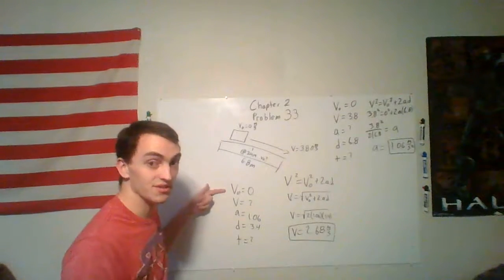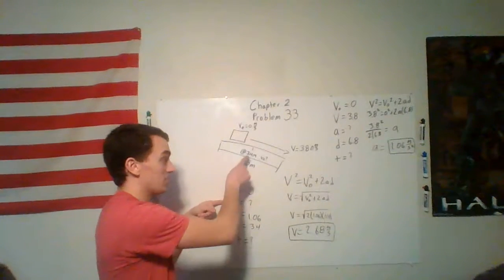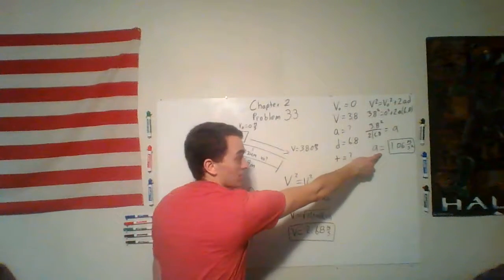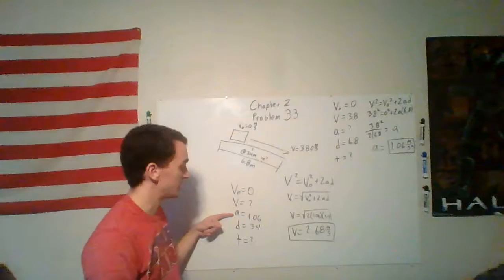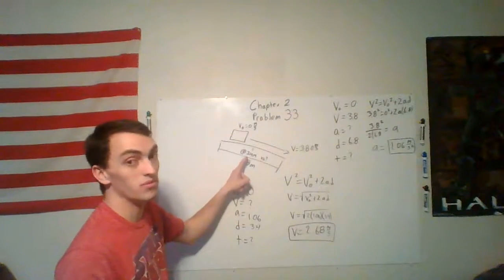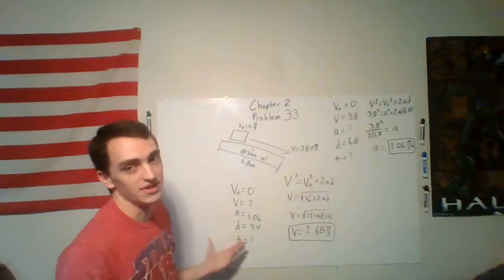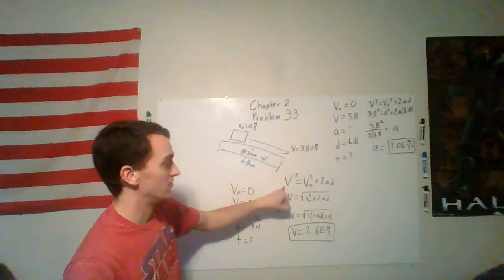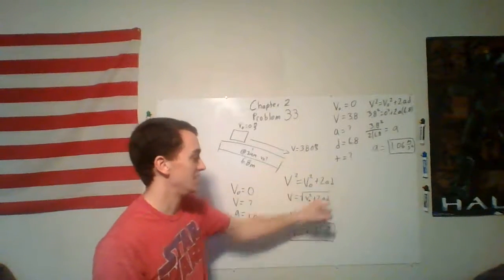So our initial velocity is still 0. We're looking for the velocity at 3.4 meters. Since our acceleration is constant, we can use the same acceleration from up here, 1.06 meters per second squared. The displacement now is going to be 3.4 meters, and we still don't know the time, but that doesn't matter. And we can use the same equation, v squared equals v naught squared plus 2ad.